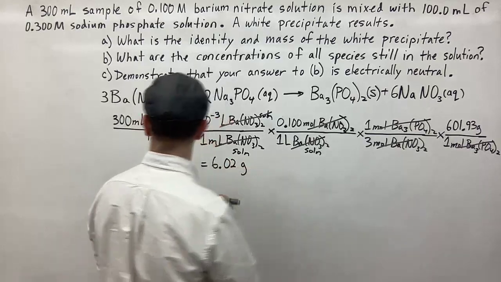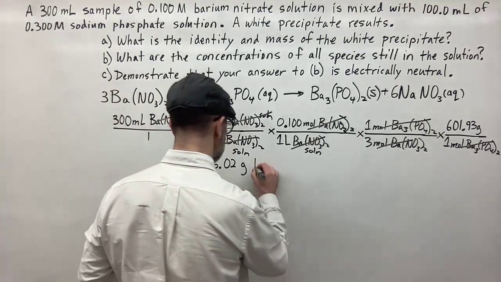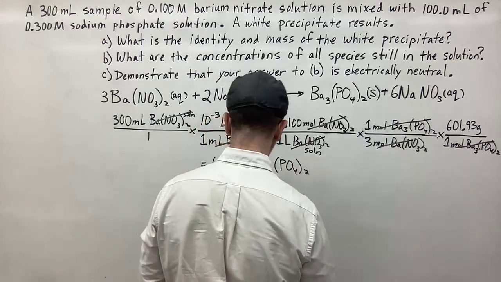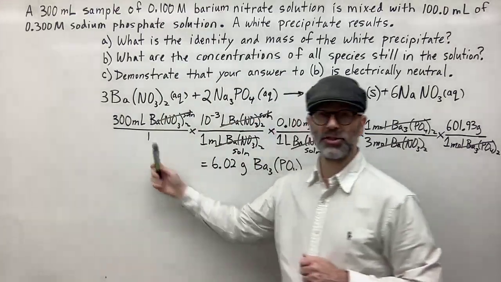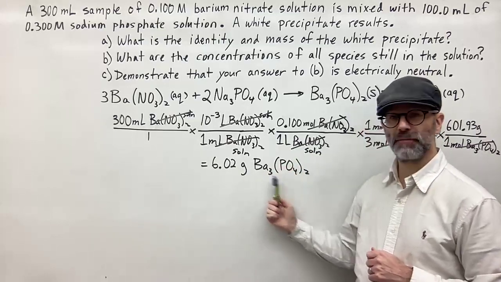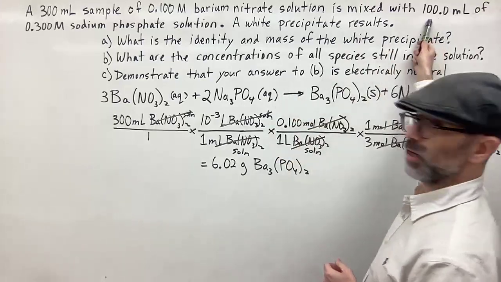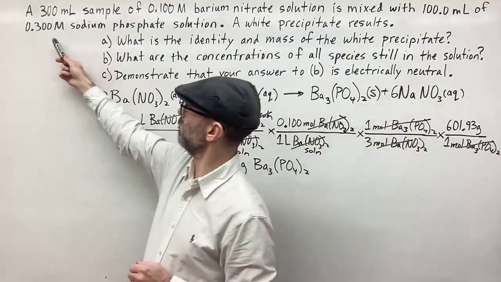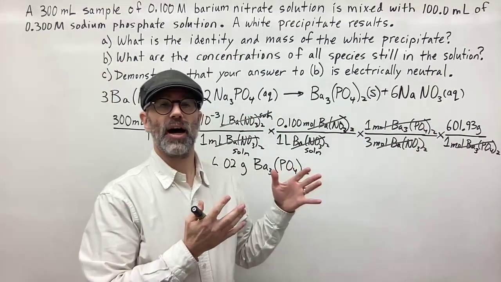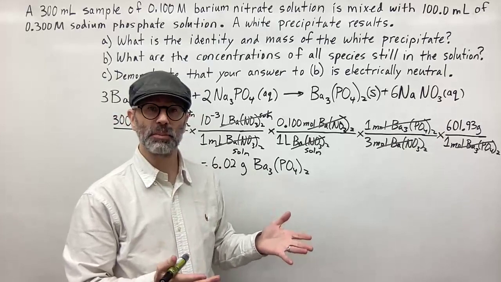6.02 grams of the barium phosphate. Okay, so 300 milliliters of the barium nitrate gives me 6.02 grams of barium phosphate, but I still have the other reactant, right? So they give me 100 mils of the 0.3 molar solution of sodium phosphate. So I have to calculate how many grams of the barium phosphate that will produce, assuming that it reacts completely.